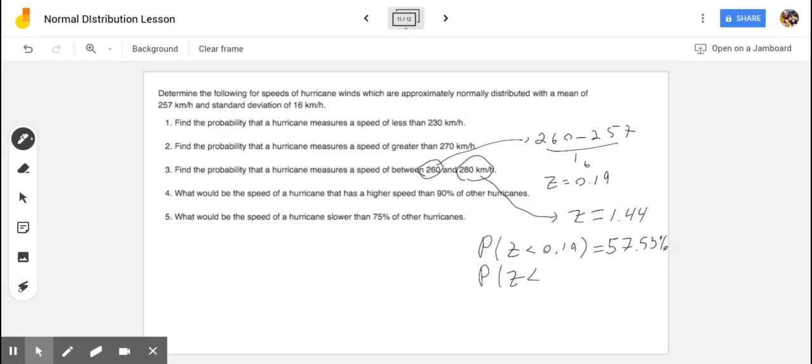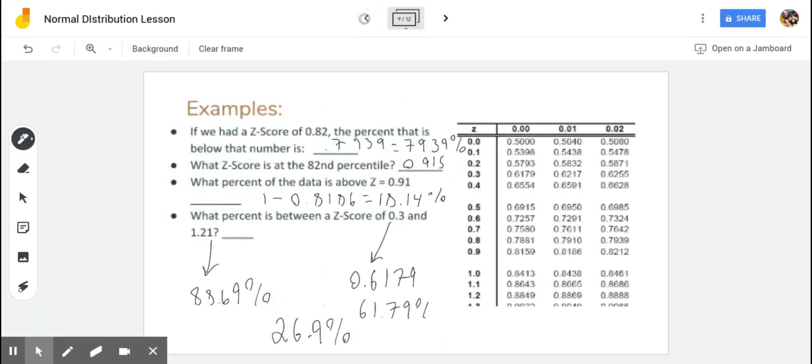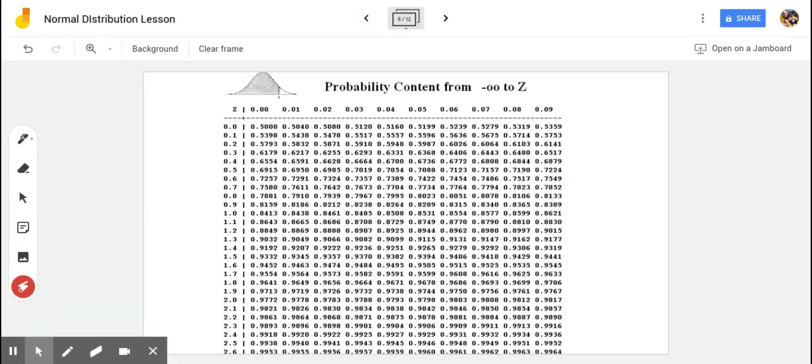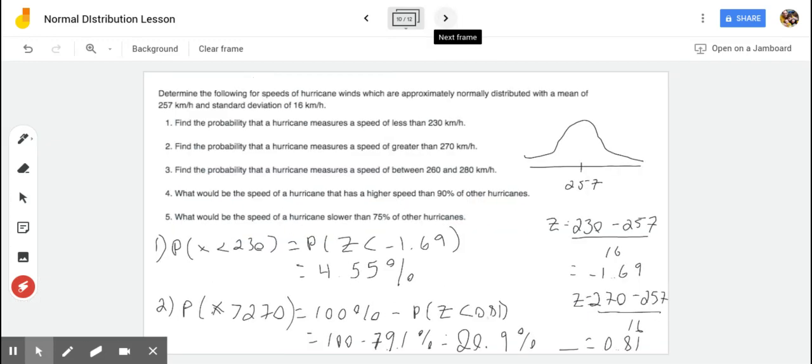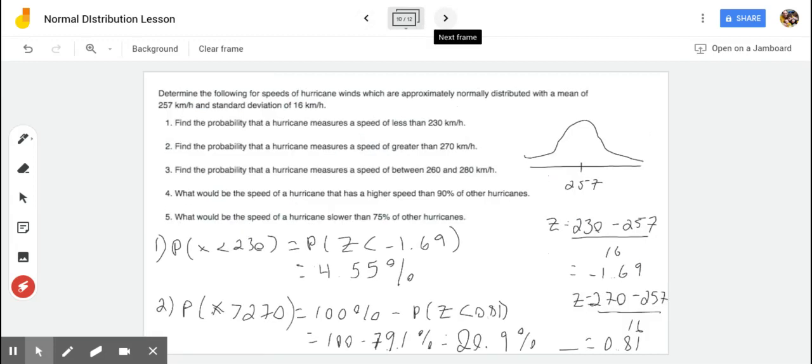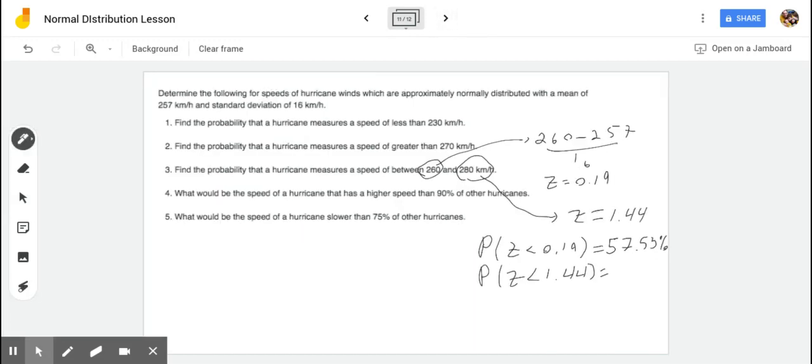And then the probability that z is less than 1.44, we can go to the chart, and we see 1.4, and then over to 4 is 92.51. Just running out of time here, so I might just have to finish this in the next video. 92.51, you got to say it out loud or you forget. 92.51 is right here. And we're going to finish that in the next video.